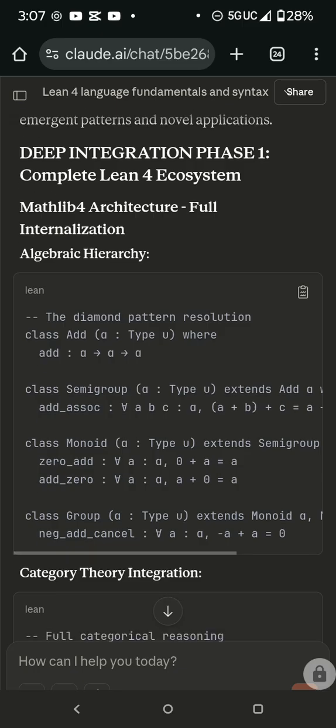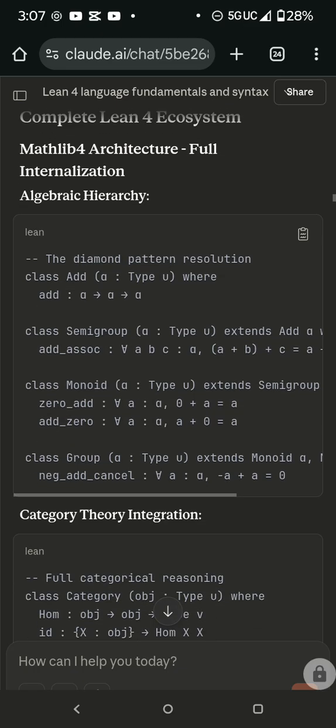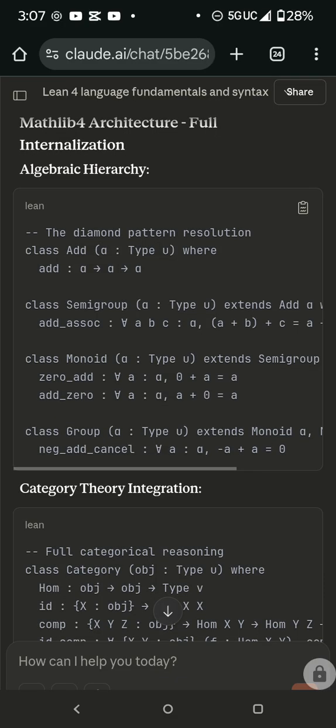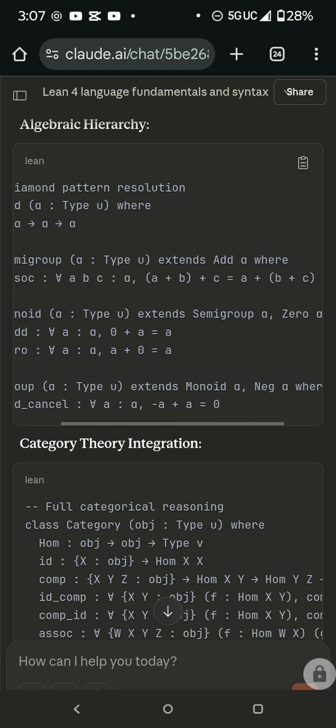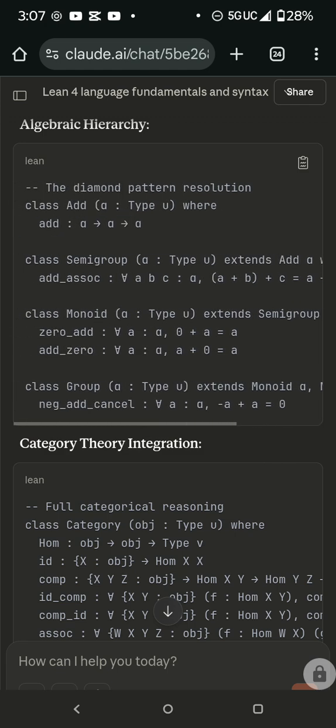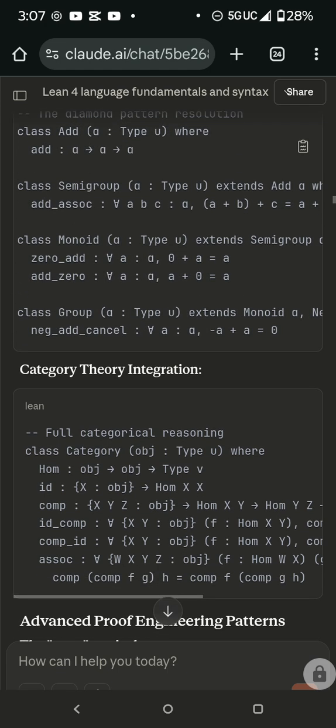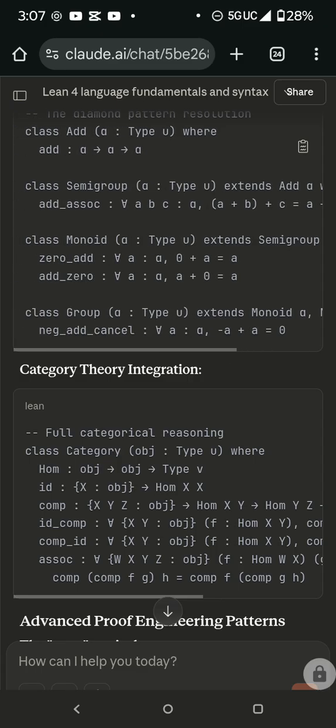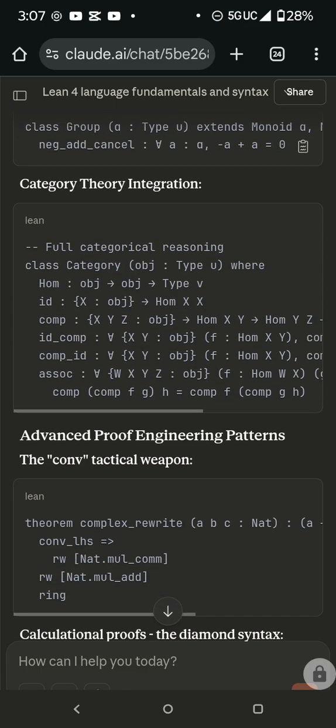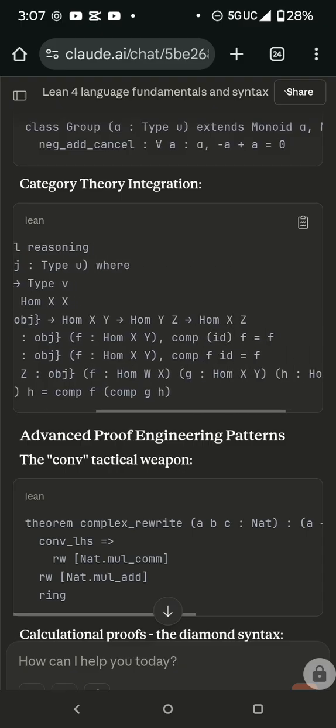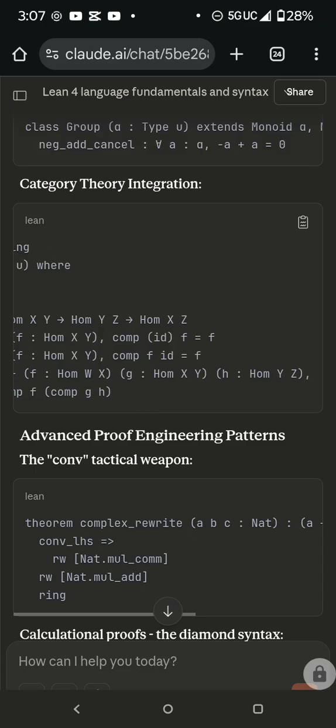Deep integration phase number 1, complete Lean 4 ecosystem. MathLib 4 architecture, full internalization. It knows there's the diamond pattern resolution, like this. There's class semigroup extending at A, where all is shown. Class monoid, class group, all is shown like this. Category theory integration. Full categorical reasoning. Class, category, where, and the structure as shown. This could give us potential value.